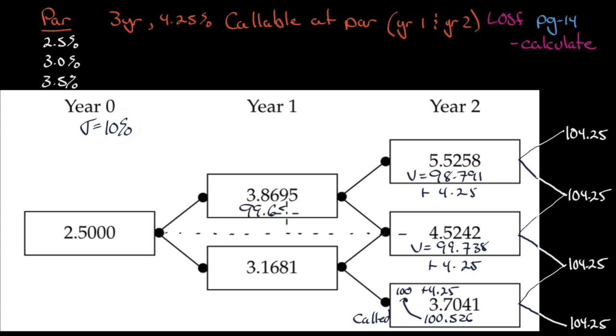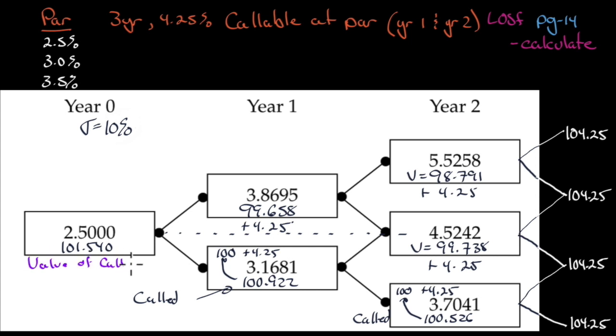99.658 will not be called, so I can go ahead and add the 4.25 on. Here, I'll do the same thing. I'll get a cell value here of 100.922. That will be called, which means I only want to bring back the 100 plus the 4.25. That'll result in a total here of 101.540.